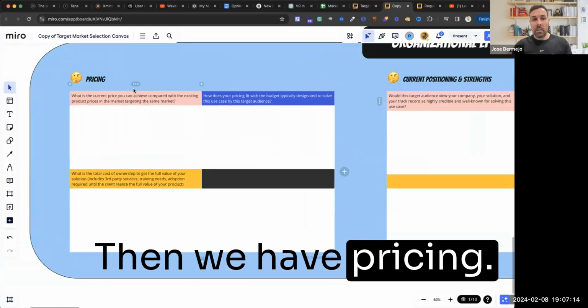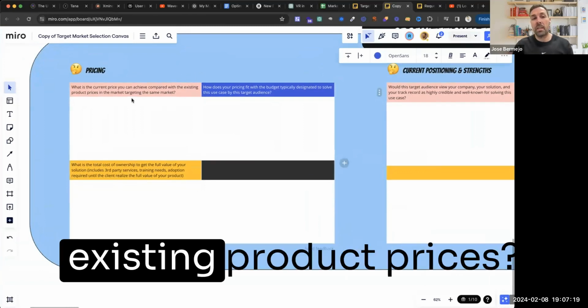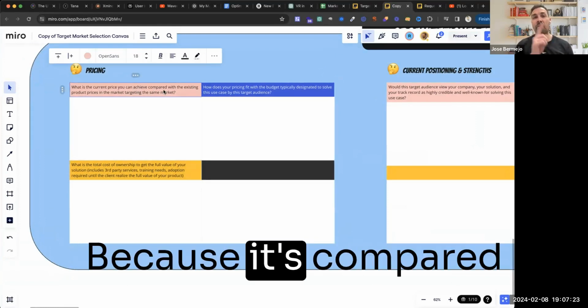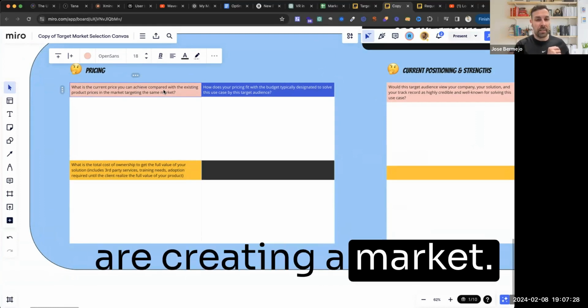Then we have pricing. What is the current price that we can achieve compared with the existing product prices? This is a big discussion, right? Because it's compared with the showroom or it's compared with nothing because we are creating a market.